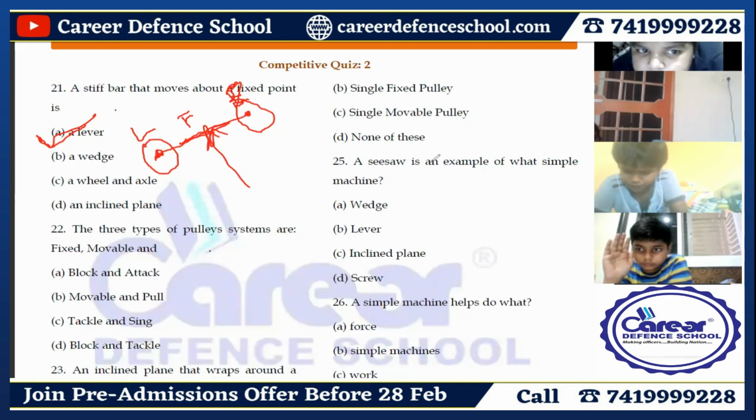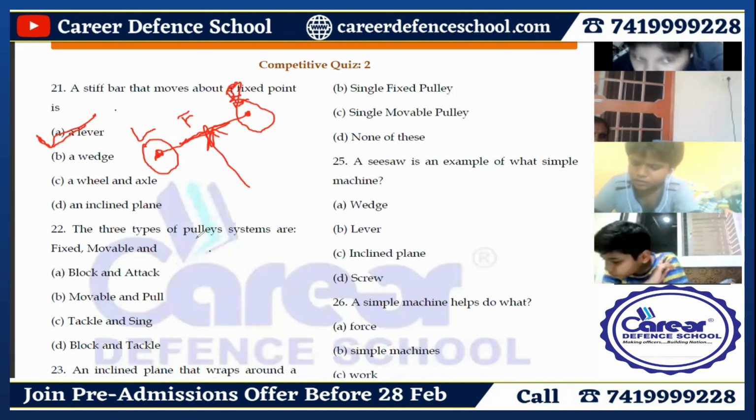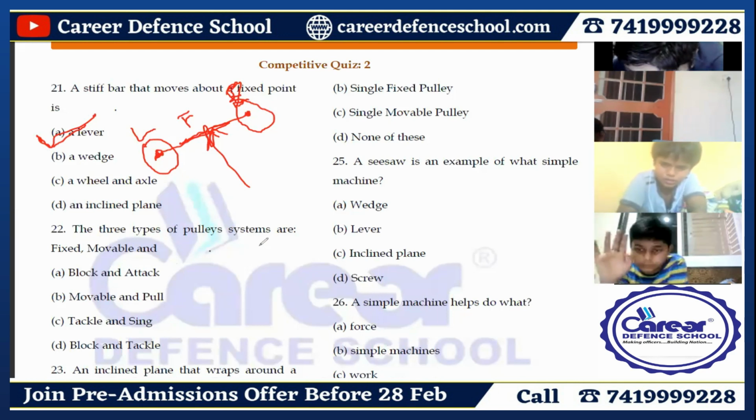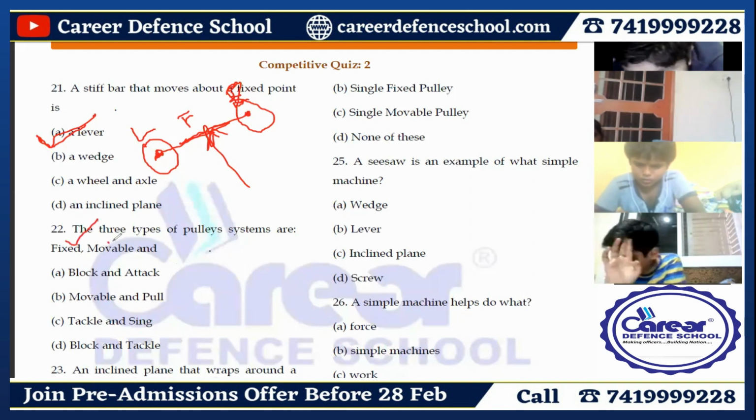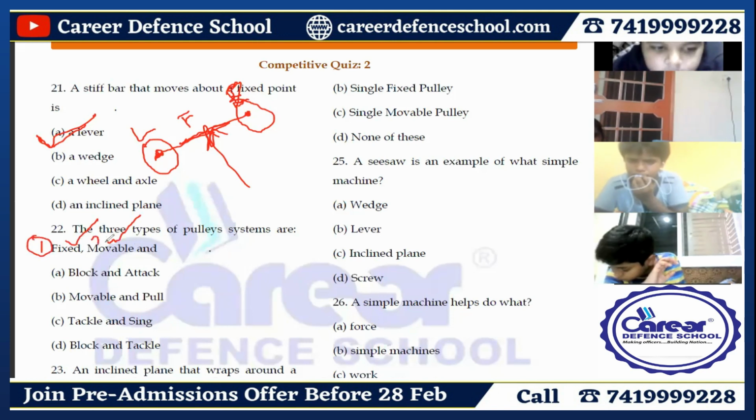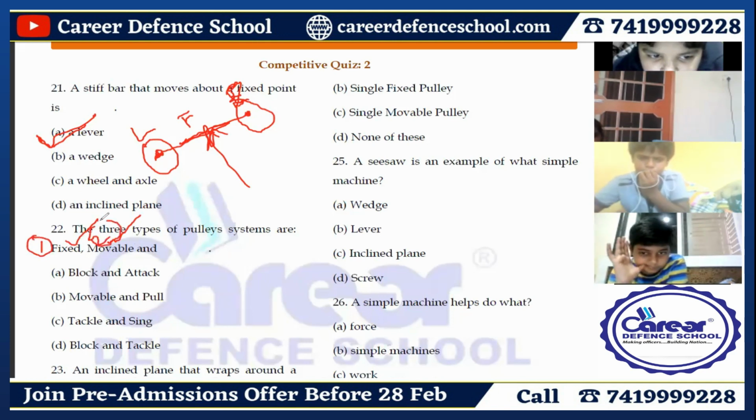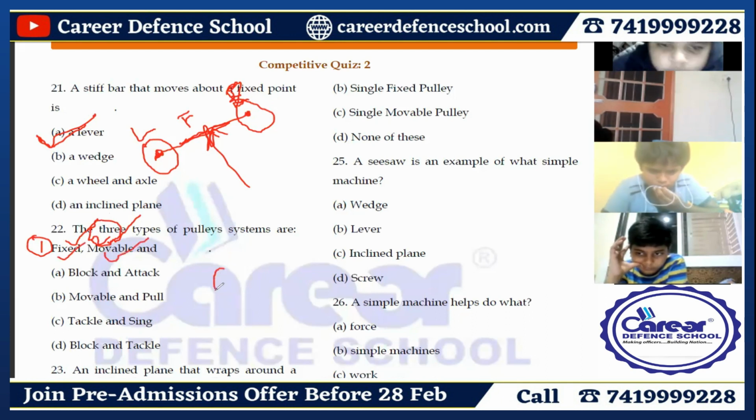Understood? Now, second question, Yogeshwar. Just understand this question. The three types of pulley system are, these are the pulley systems, not types of pulley. First is fixed pulley, second is movable. The third type is that in which fixed and movable are both present. Means there is one fixed pulley at the fixed point and one movable pulley.